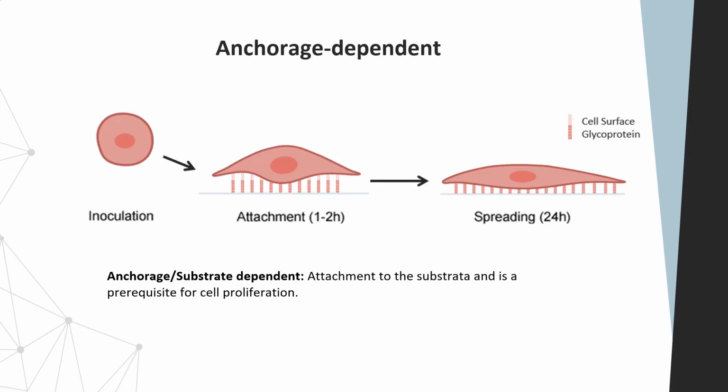Anchorage-dependent cells, also termed substrate-dependent cells, need to attach to a surface or a substrate in order to survive. This is common in most normal cells because they need that attachment in order to start proliferating. The alternative is the anchorage-independent cells, because they are able to proliferate in fluid suspension or in semi-solid medium such as agar or methylcellulose. These are generally cells that prefer to grow in suspension, such as hematopoietic cells in your blood.